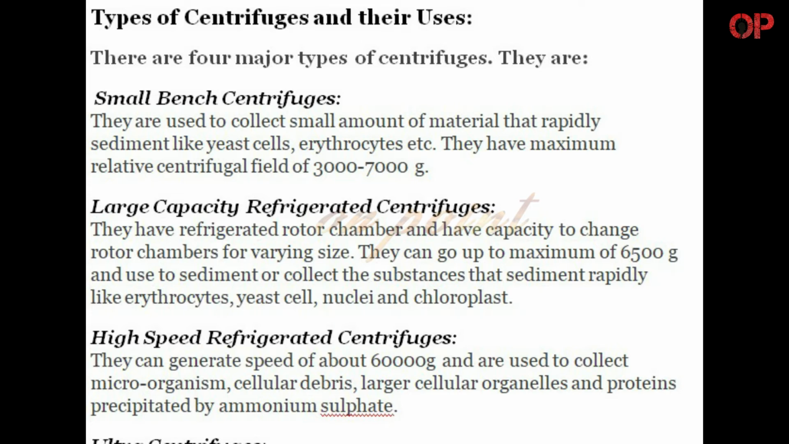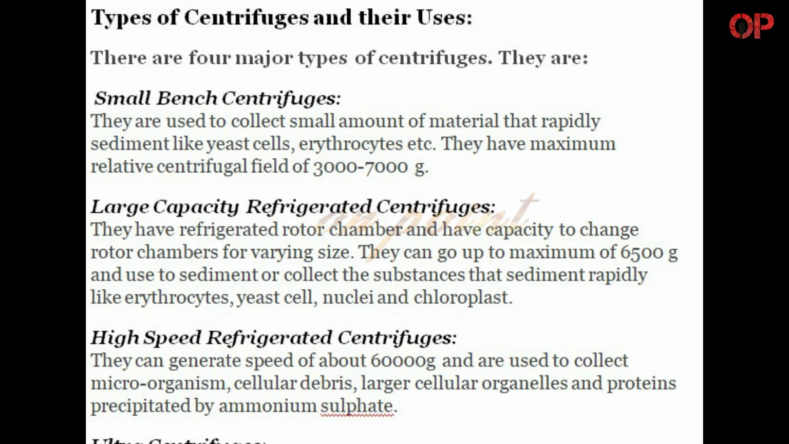There are four major types of centrifuges. They are: small bench centrifuges. They are used to collect small amount of material that rapidly sediment like yeast cells, erythrocytes etc. They have maximum relative centrifugal field of 3000 to 7000 G.